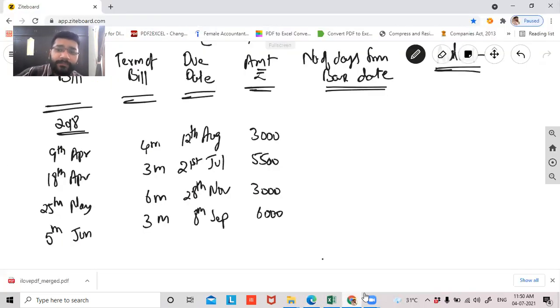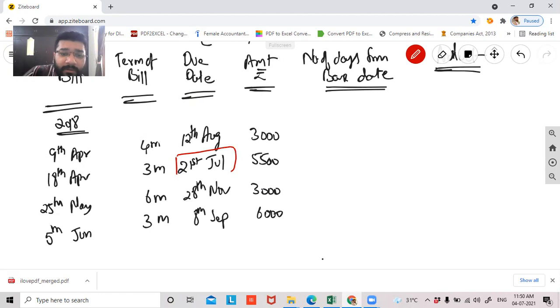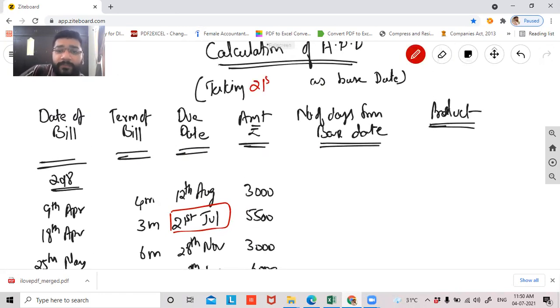Which is the least due date? July 21 is the least due date, guys. So this will be my base date. Taking 21st of July as the base date.